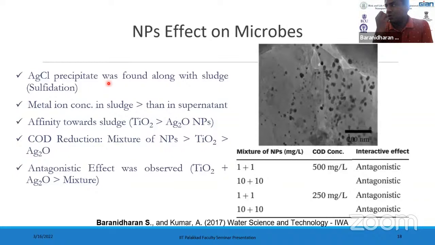And then with respect to COD reduction, mixture toxicity of the nanoparticles was found to be predominantly higher than the individual nanoparticles that are present. When we looked at the antagonistic as well as synergistic effect, the antagonistic effect was observed. That is nothing but the summation of the individual nanoparticles in the wastewater outperformed the mixture toxic effect towards the COD reduction. So for both the concentrations, it outperformed.